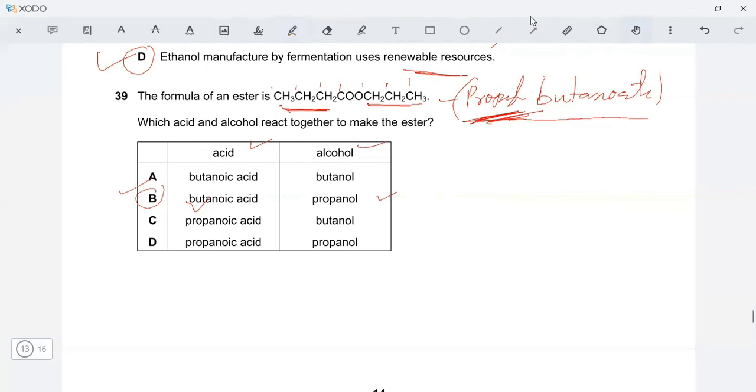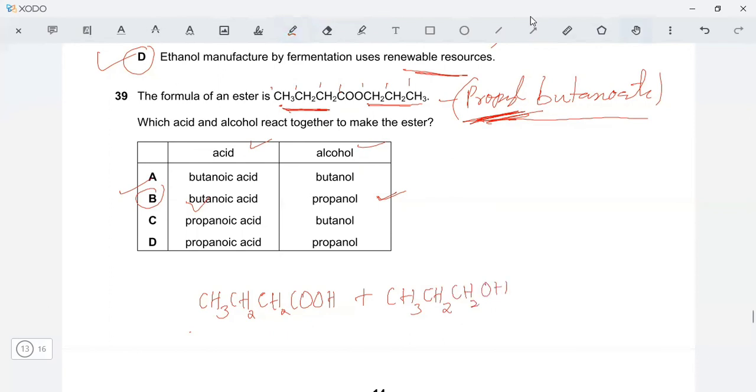So butanoic acid formula, you know, here you take butanoic acid is CH3, CH2, CH2, COOH. This is called butanoic acid. Plus propanol. Propanol is supposed to be CH3, CH2, CH2, OH.